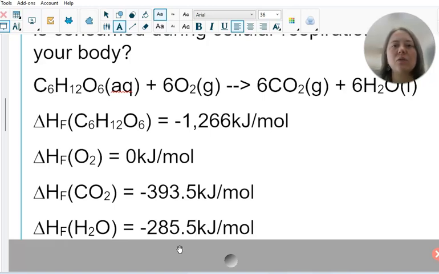In our next video, we're going to set up the problem using Hess's law, using that equation, and solve it.